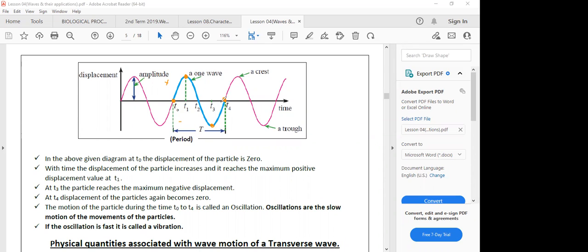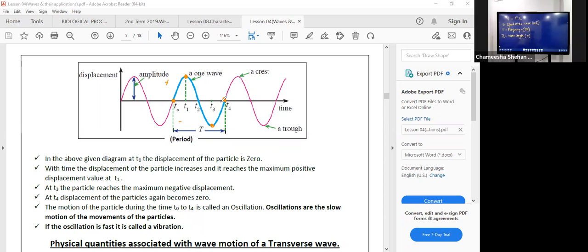The motion of the particle during the time T0 to T4 is called an oscillation. I explained that to you before. Starting from the zero displacement position, moving up to the maximum positive displacement, which is called the crest, then moving downwards to the maximum downward displacement position, called the trough, and then reaching back to the zero displacement position.